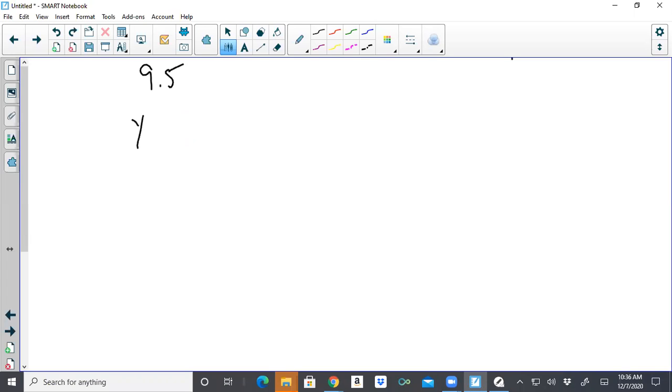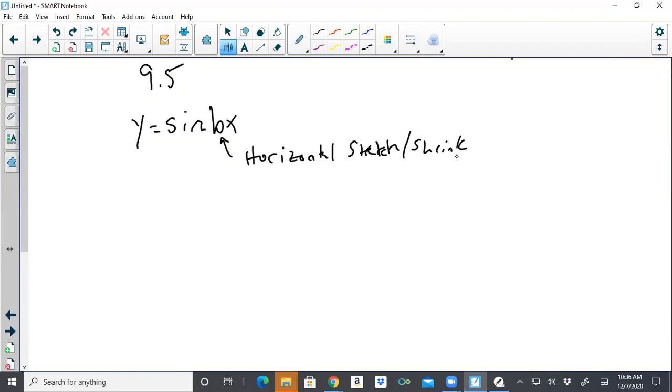It doesn't matter if you do it with sine or cosine, but we're going to deal with something that looks like this. If we have y equals sine of b times x, now that being said, this number right here is either the horizontal stretch or shrink. Did I spell it right? Stretch or shrink. So this is either the horizontal stretch or the horizontal shrink.